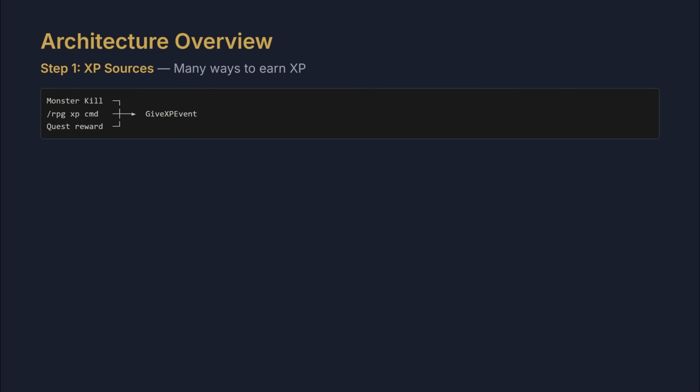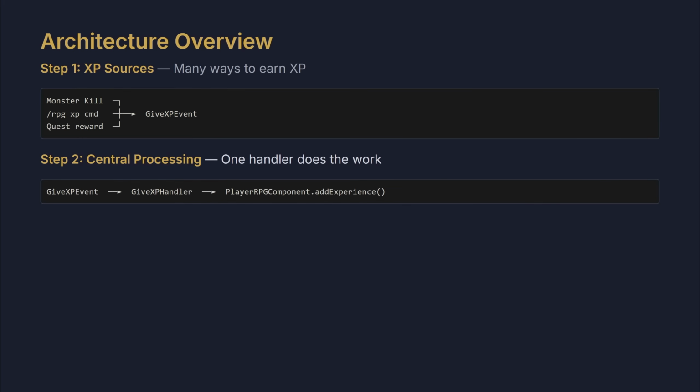Let me show you a quick architecture overview of the system we want to build. We will have different XP sources. There are many ways you could earn experience points to level up in our potential system, for example a monster kill, or a command, or maybe in future videos a quest reward. We need a way to bundle all those sources into one single source of truth for XP handling. We need central processing, one handler that does the work.